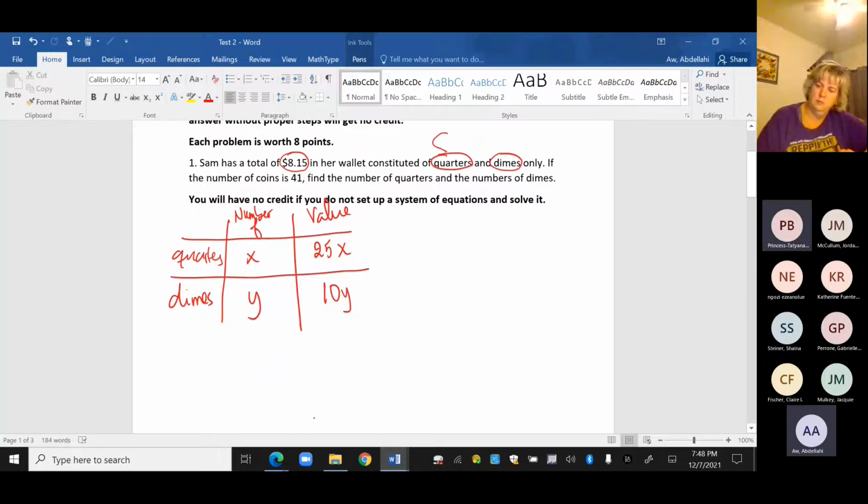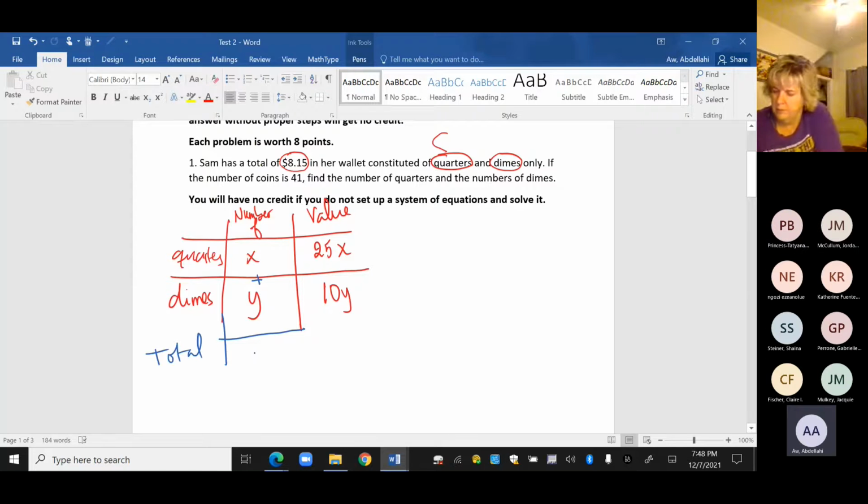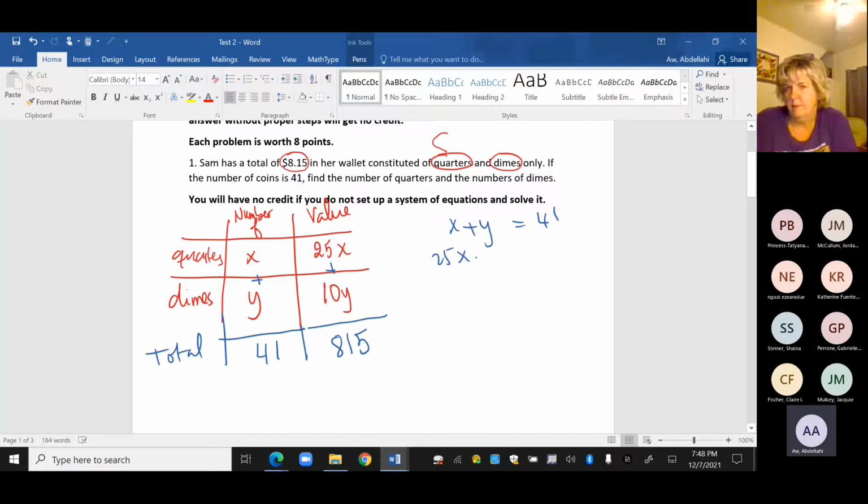You see, this table is very valuable right here, because this table allows you to write the equation. Now, when you add up the number of quarters and dimes, how much you get? That's the total, 41 coins. And when you add up the value, how much you get? 8.15, which in cents is 815. So my equations are X plus Y equal to 41, and 25X plus 10Y equal to 815. I just go ahead and solve by whatever method I want.